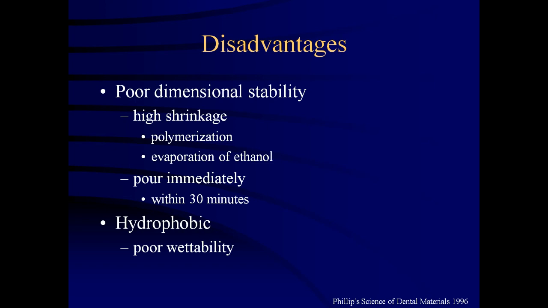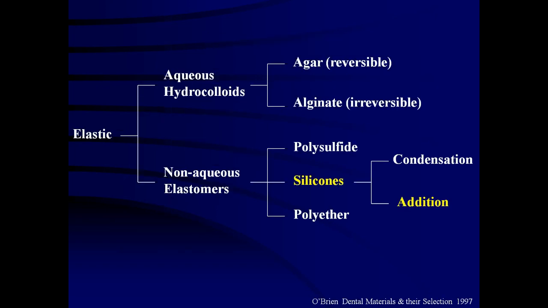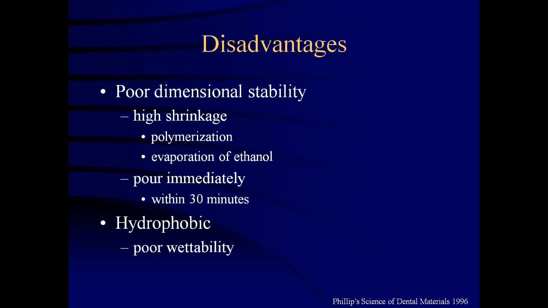Before coming on to the next topic, I have some important MCQs on the condensation silicones. The first MCQ, which has already been asked: immediate pouring of the impression is most critical in condensation silicone. You have to pour the cast immediately. The condensation silicone has the highest linear contraction of the elastomeric impression materials with the passage of time.